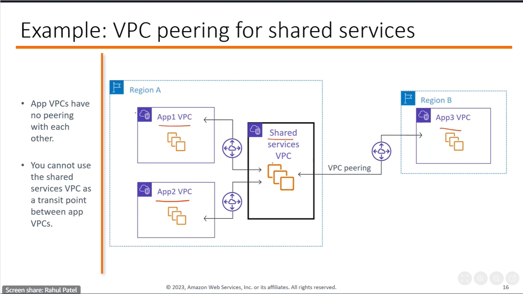Now, this is something that is inter-region as well as we have the peering connection in the same region. Okay. So this is something that we can do with the peering connection. So this is an example of shared services.